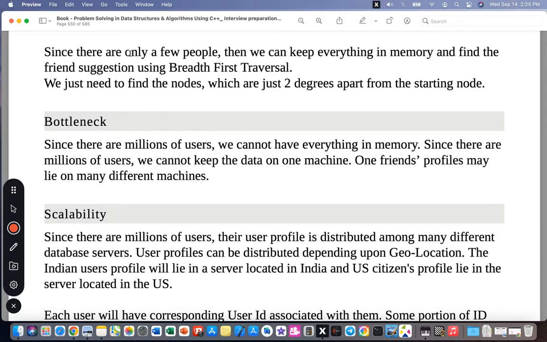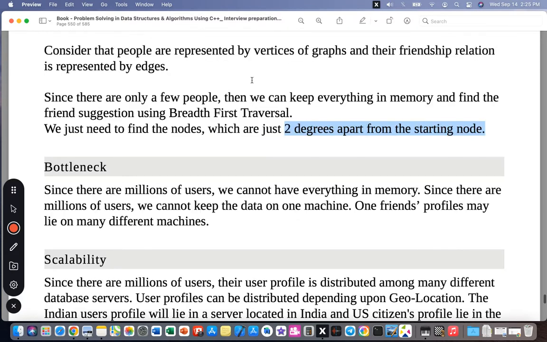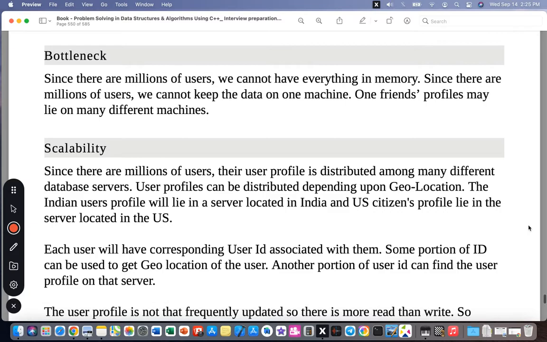Since there are only a few people, we can keep everything in memory and find friend suggestions using breadth first traversal, BFT. And we covered that in a previous video during reading this chapter. We just need to find the nodes which are 2 degrees apart from the starting node. So this is the basic design, the very simplified basic design.